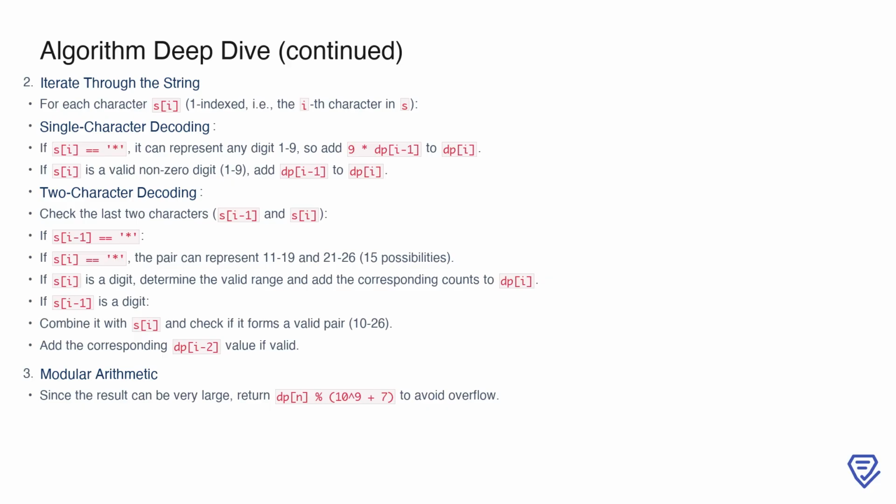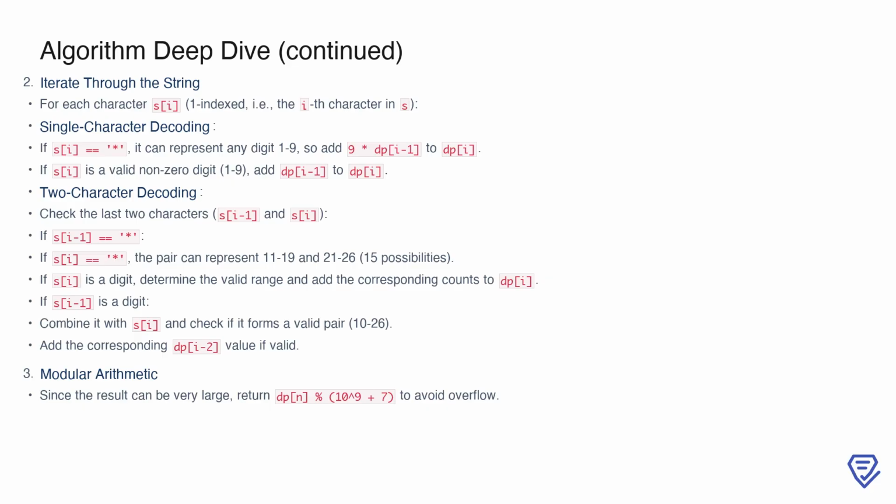If s[i-1] is an asterisk, the pair can represent multiple valid two-digit numbers. For example, if s[i] is also an asterisk, the pair can correspond to numbers 11 through 19 and 21 through 26, which contribute 15 possibilities. If s[i] is a specific digit, we calculate the valid range and adjust the count accordingly. Similarly, if s[i-1] is a valid digit, we check if the pair forms a valid number between 10 and 26 and add the corresponding value of dp[i-2].